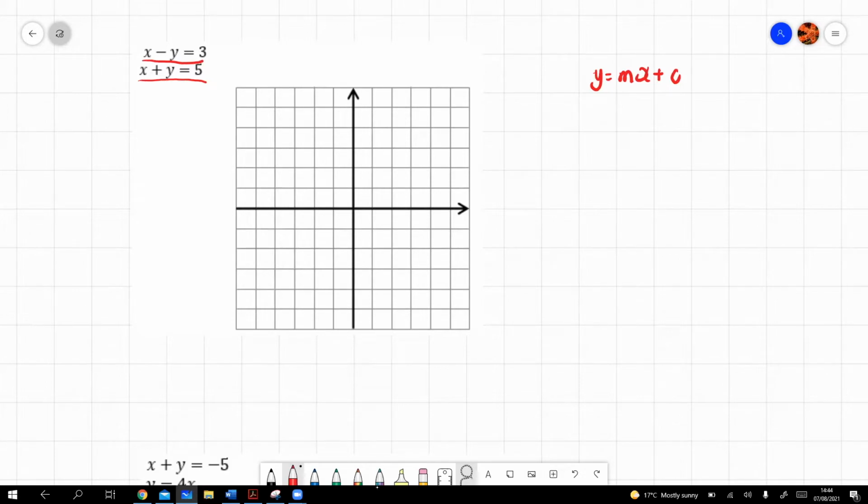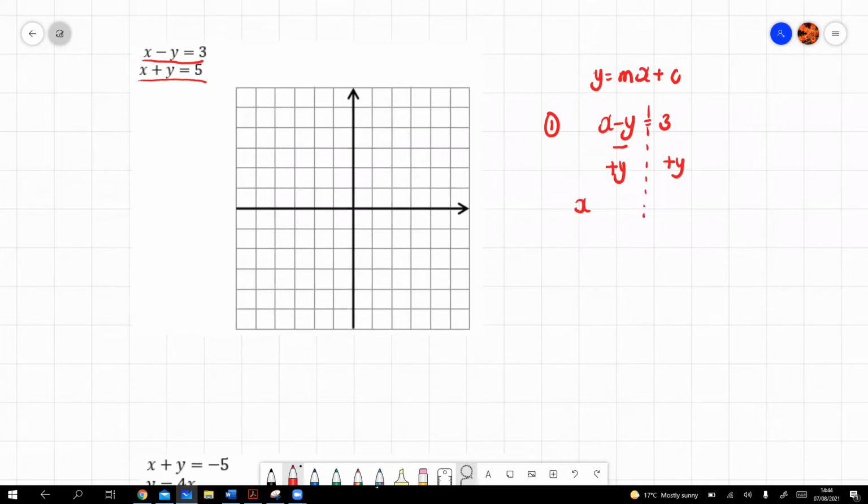Now, there are two different ways of doing this. You can either draw your table of values and work it out this way, or you could rearrange. I always rearrange because I find it easier. So number one, we've got x minus y equals 3. I want to make it y equals, first of all, that's a minus y. So I'm going to make that positive by adding y on both sides. It's like the balancing method.